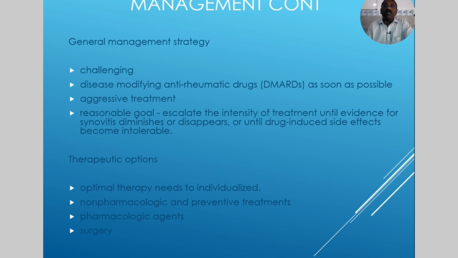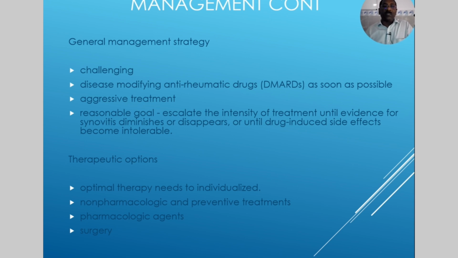General management strategy is challenging in some cases. DMARDs as soon as possible. Aggressive treatment. The reasonable goal is to escalate the intensity of the treatment until the evidence for the synovitis diminishes or disappears, or until the drug-induced side effects become intolerable. So this is a very important reasonable goal. So keep on increasing the dose as long as the patient is not happy with the symptoms. If you think the disease is very aggressive, keep on increasing the dosages of your conventional DMARDs and add multiple DMARDs also.